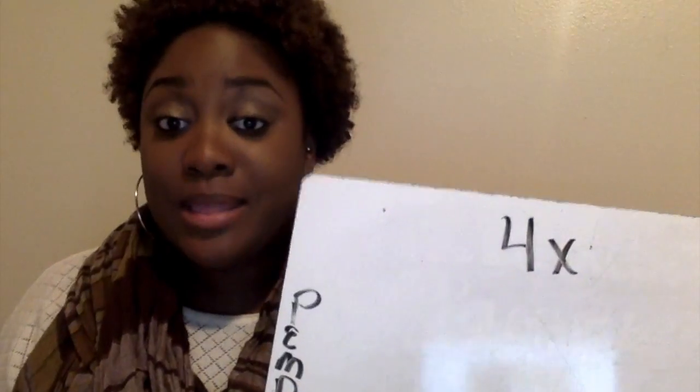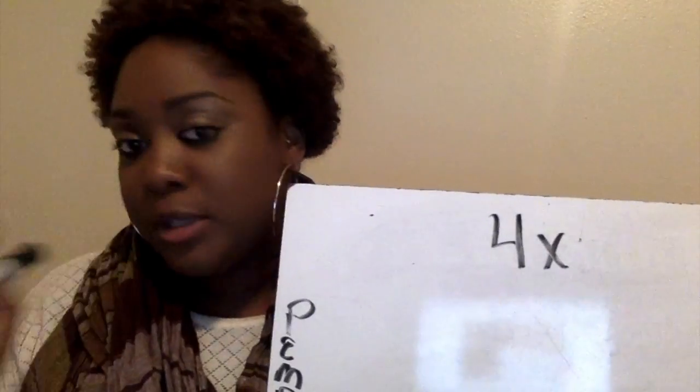Now, just a quick reminder, if I were to have 4x, this 4 beside my x tells me that I am multiplying. Okay, I'm multiplying. Don't forget that.